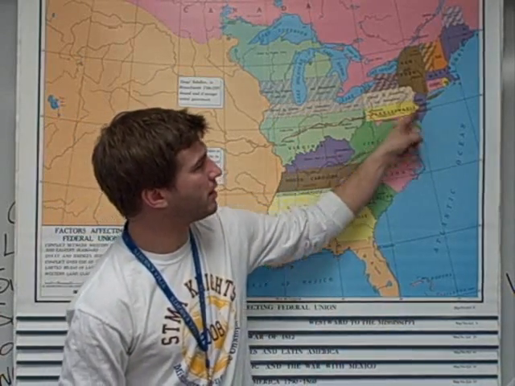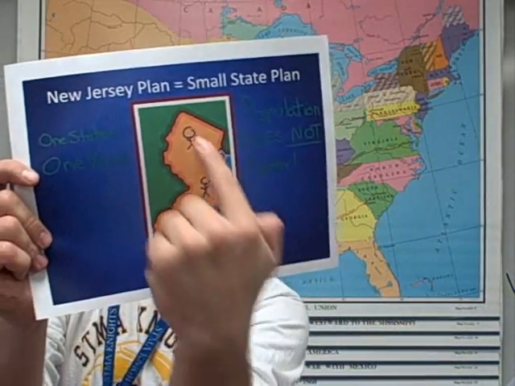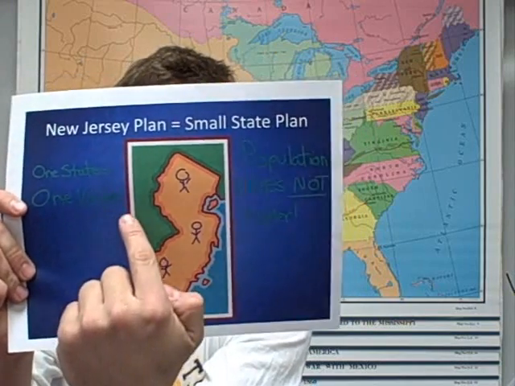The first of these plans is what was known as the New Jersey Plan, or the Small State Plan. If you take a look at New Jersey right here, it's a relatively small state. It's not as small as Delaware or Connecticut or Rhode Island, but it's a small state. So New Jersey, small state plan. And it all goes back to the idea of representation, or how many votes your state gets when it comes to making laws. New Jersey, being a smaller state, thought that each state, whether you are New Jersey or whether you are Virginia, should get one vote.